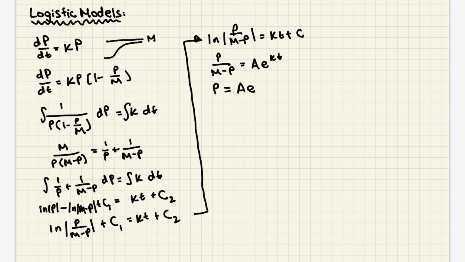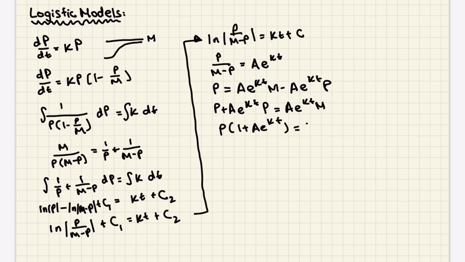We multiply both sides by the denominator: a e to the power of kt times m minus a e to the power of kt times p, distributive property. Moving all the p's to one side, we have p plus a e to the power of kt p is equal to a e to the power of kt m. Factoring, we get p times 1 plus a e to the power of kt is equal to a e to the power of kt m. And so p is equal to a e to the power of kt m over 1 plus a e to the power of kt.